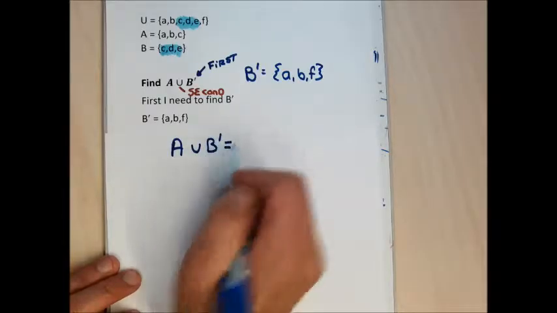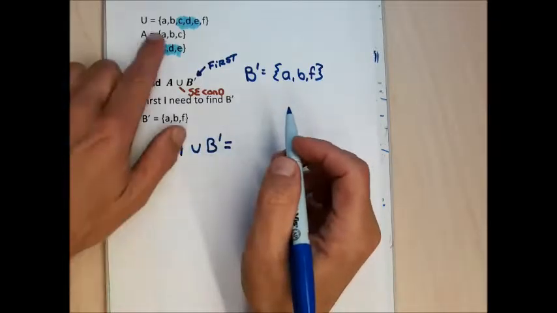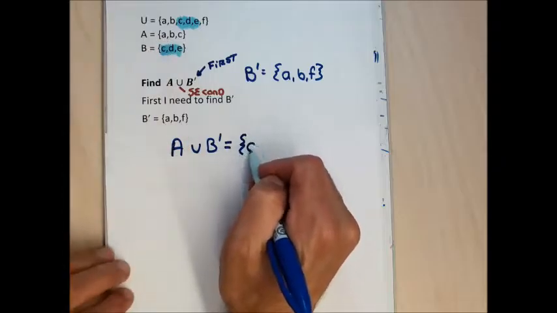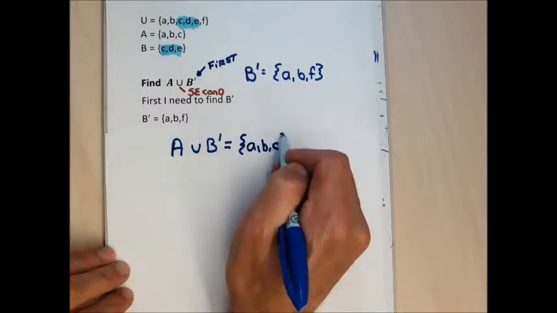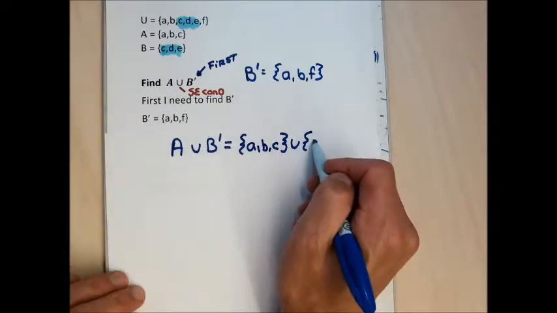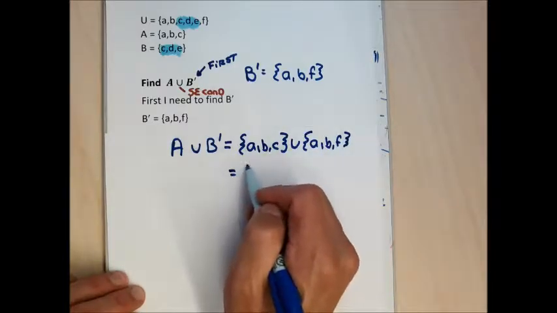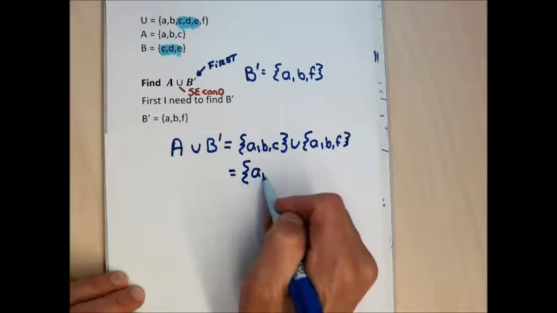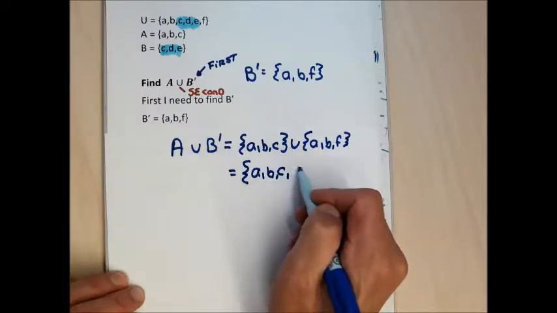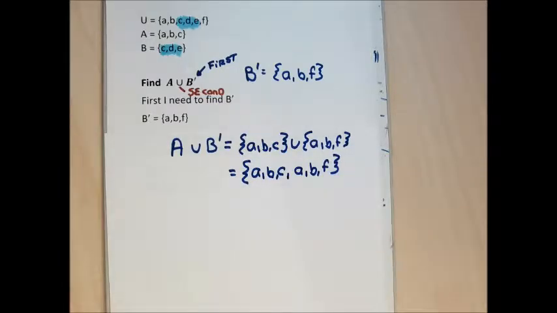And in order to union two sets, I usually like to know the elements that are in each of the sets that I'm unioning. Well, set A has the letters A, B, and C. I'm going to union that with set B complement, which has the letters A, B, and F. And when I union two sets, I take all of the elements in the first set, followed by all of the elements in the second set, and write them in a big set. That's technically the answer to this problem, but it's not written in the best way because I have some duplicates.